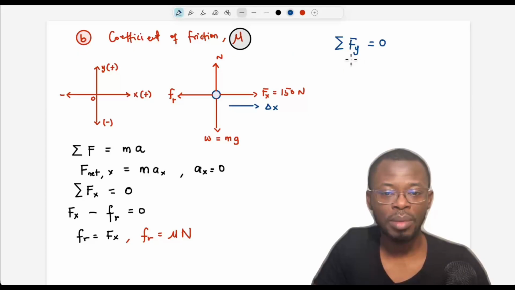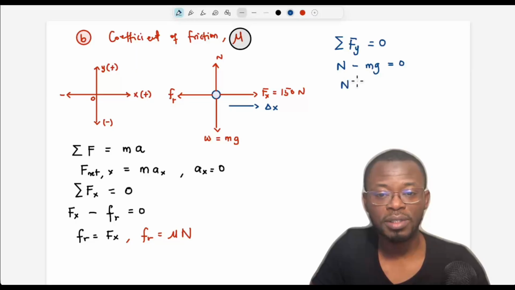Now let's sum up all the forces acting on this crate vertically. If you look at our coordinates, any force that points upwards is going to be positive, downwards is going to be negative. So upward we have the normal force itself, downward we have the weight, which is mg with a minus sign, and then that is equal to 0. So clearly we can see that the normal force is nothing but the weight mg.